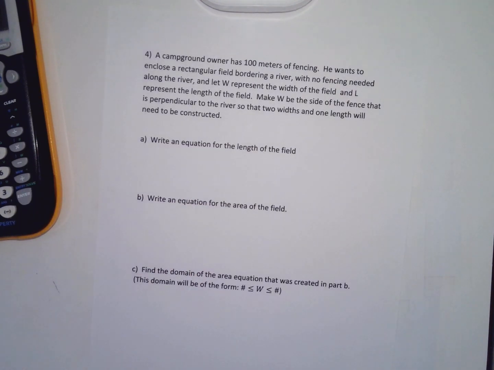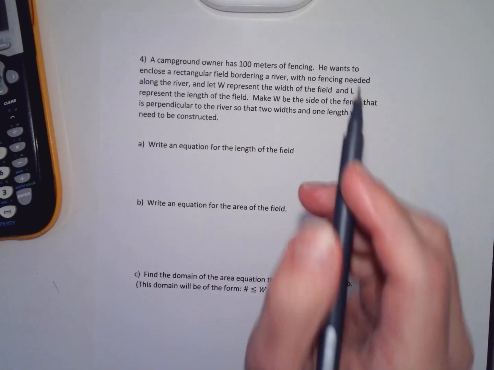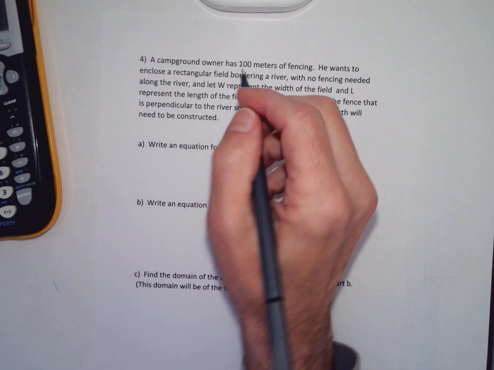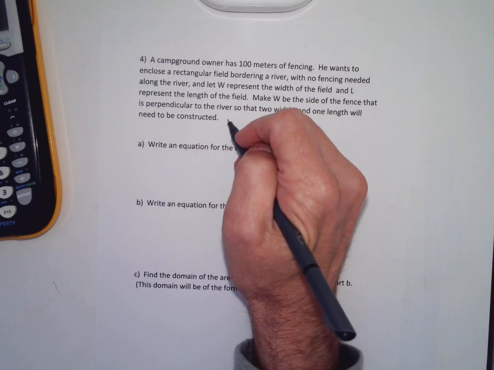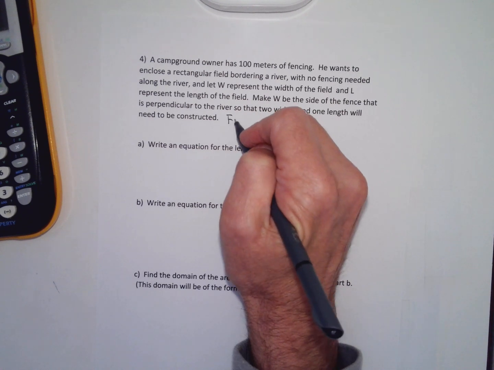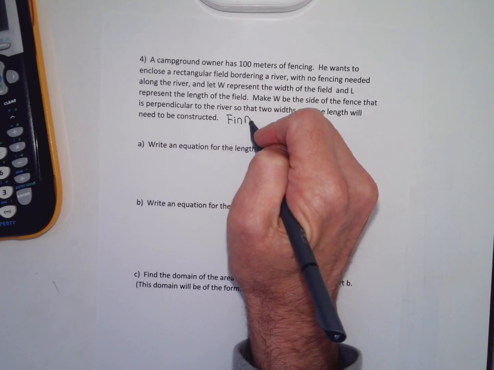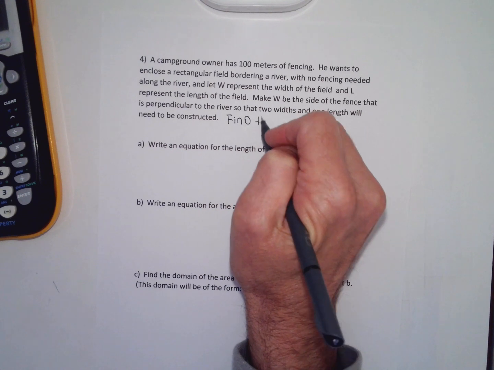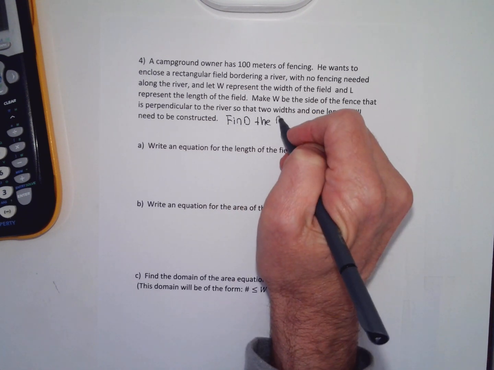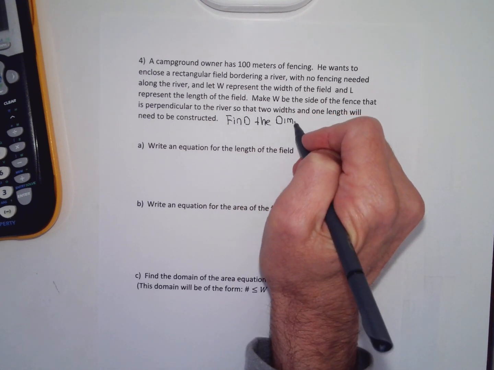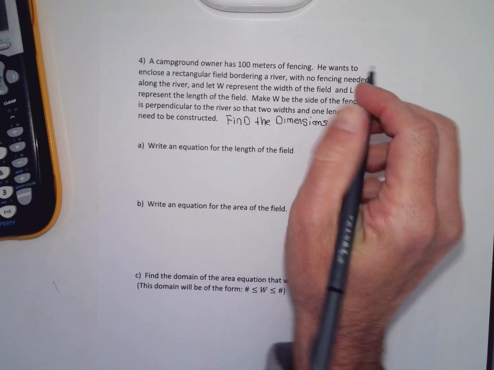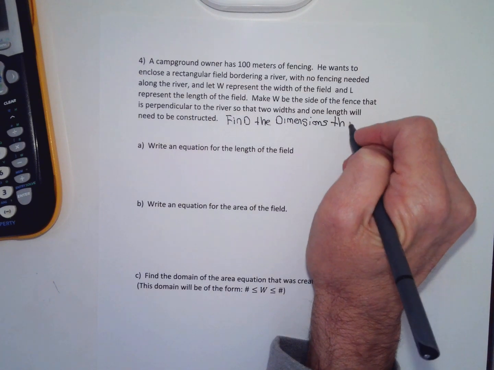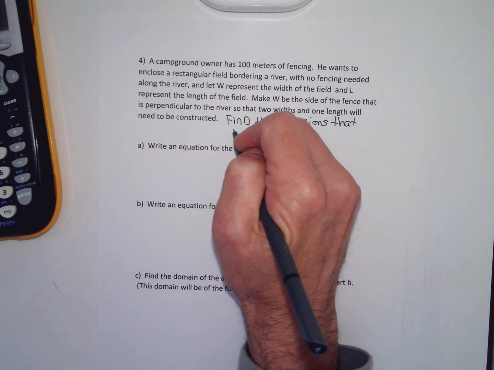In problem 4, somewhere in here, it should include, I forgot to write this and I added it and I forgot to add it on the review. Somewhere in this problem, and I'll go ahead and add it later, it should say: find the dimensions that maximize the area.